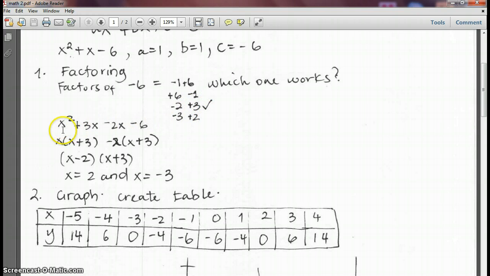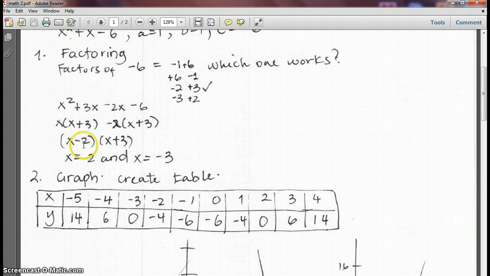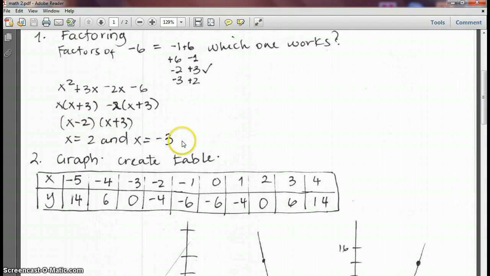So I have x squared plus 3x minus 2x minus 6. Always put in the factors in a way which will be easier for you to factor them. So I have x times x plus 3, and then I write x plus 3 over here, and look for what number I have to multiply x plus 3 by to give minus 2x minus 6, and it's minus 2. So I have x minus 2 and x plus 3.